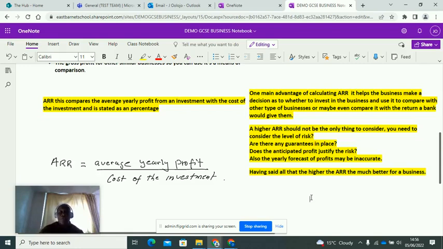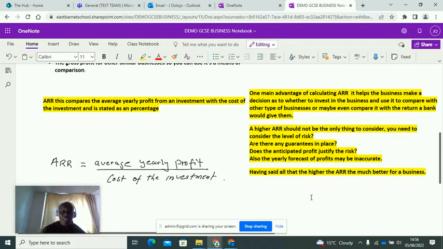Okay. So normally a higher ARR is a great thing, but you have to consider so many different aspects of it. Okay. First of all, you need to look at the level of risk. Is it a very risky investment? Okay. What's your risk tolerance like? Do you really want to take that kind of risk? Are there any guarantees in place? Or potentially could you lose all your money? So you need to look at all those things.